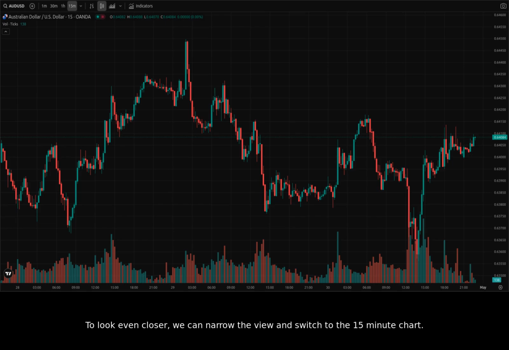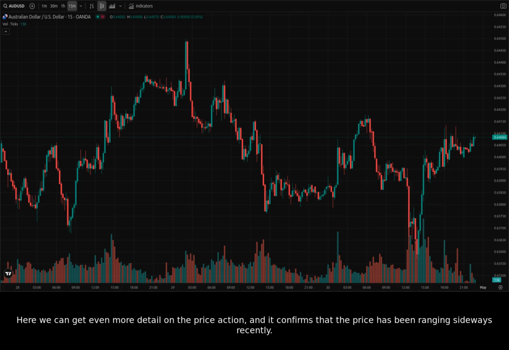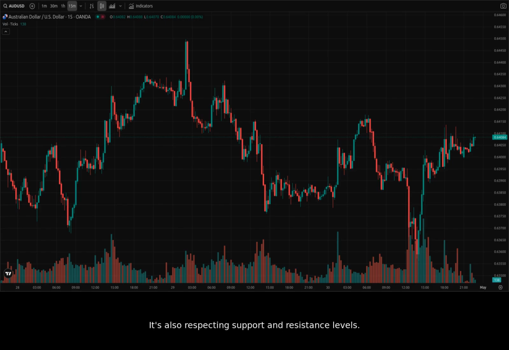To look even closer, we can narrow the view and switch to the 15-minute chart. Here we can get even more detail on the price action, and it confirms that the price has been ranging sideways recently. It's also respecting support and resistance levels. We should look out for those levels if we're considering trading.